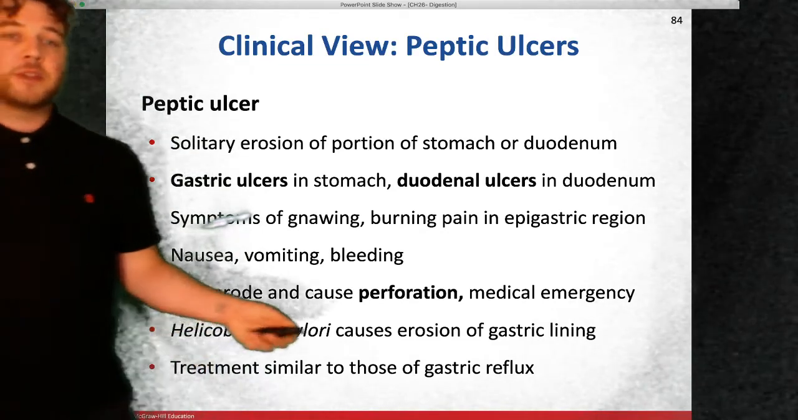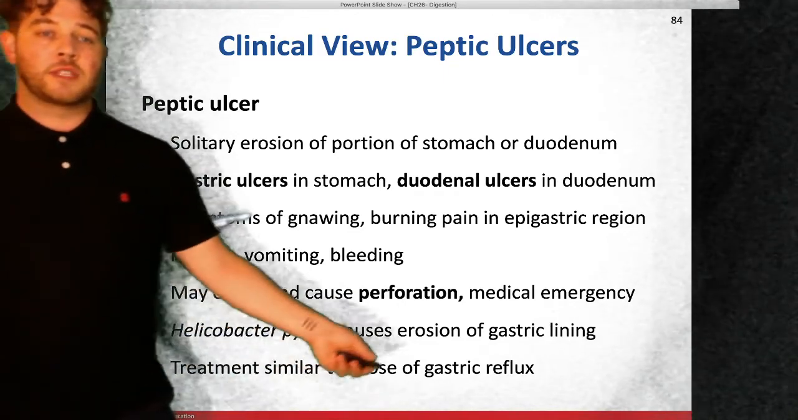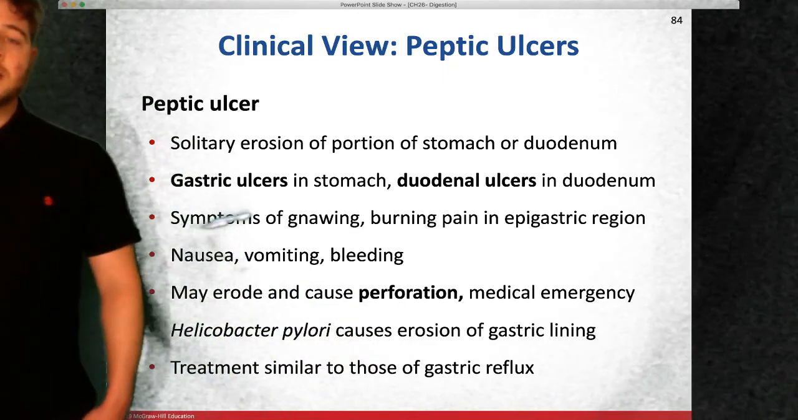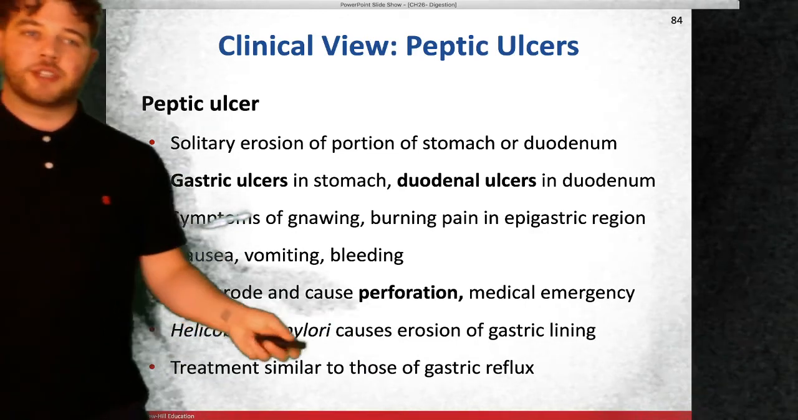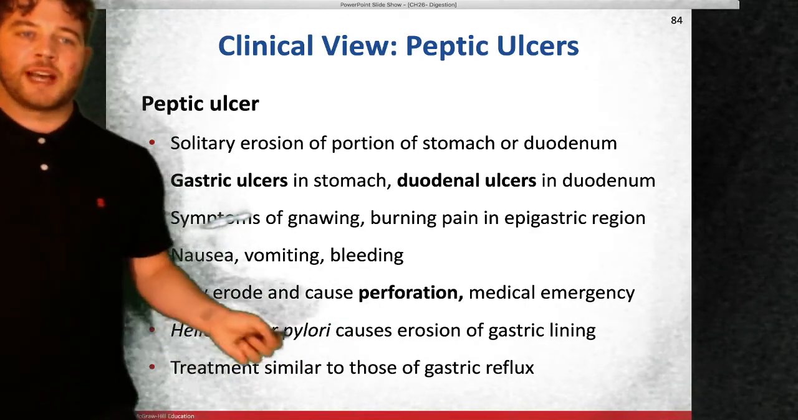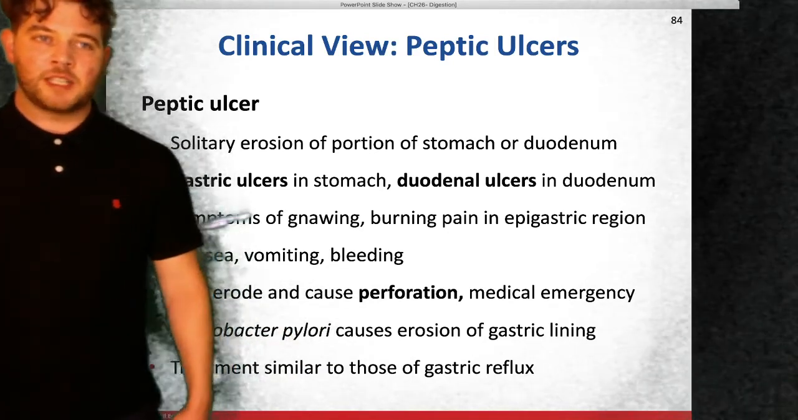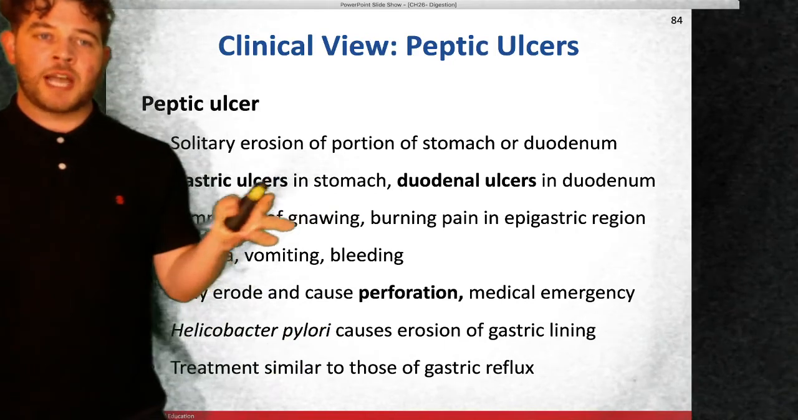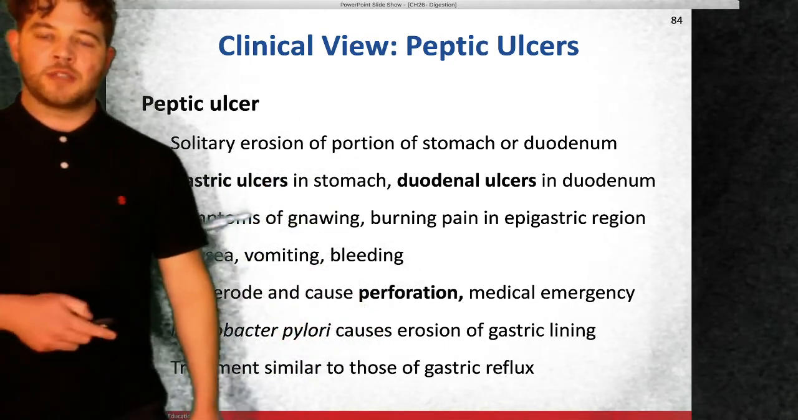Helicobacter pylori causes the erosion of the gastric lining. Treatment is similar to those of gastric reflux. There's a lot of research into ulcers. You can learn a lot about Helicobacter pylori. It's one of those bacteria that I think most of the population has, but not everybody has an activated form where it's actually causing erosion of their gastric lining.